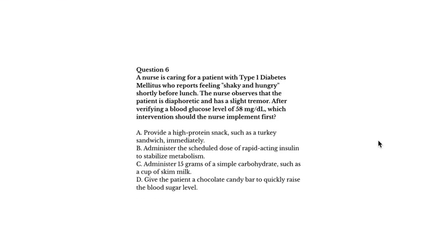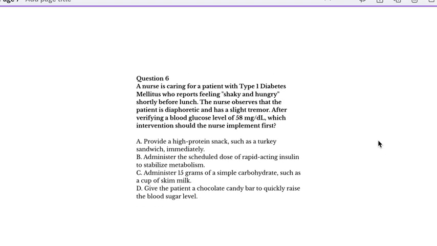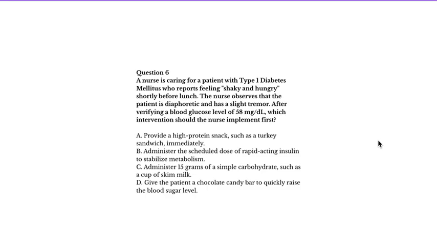Okay, let's go to question number 6. A nurse is caring for a patient with type 1 diabetes who reports feeling shaky and hungry shortly before lunch. The nurse observes that the patient is diaphoretic and has a slight tremor. After verifying a blood glucose of 58, which intervention should the nurse implement first? I'm going to let you guys read the choices.